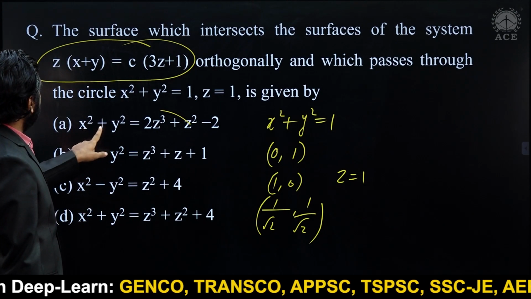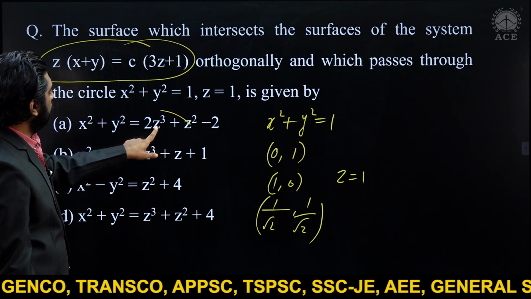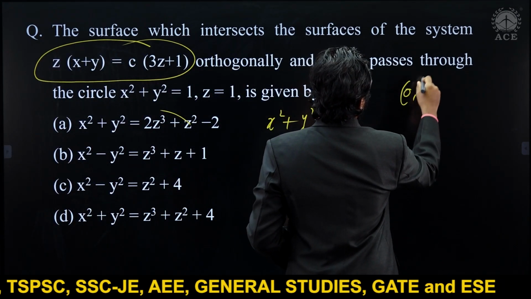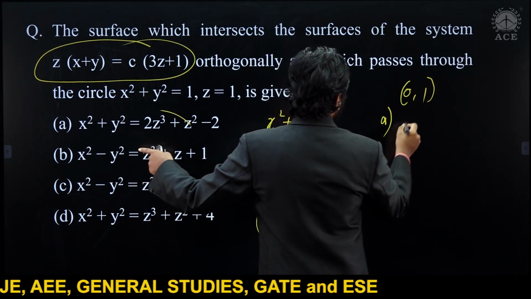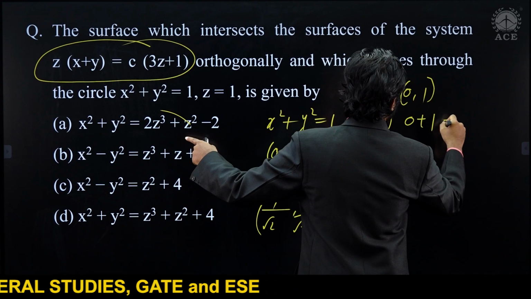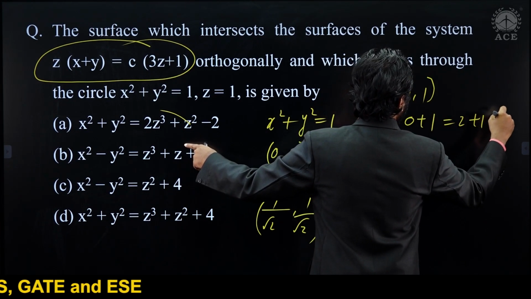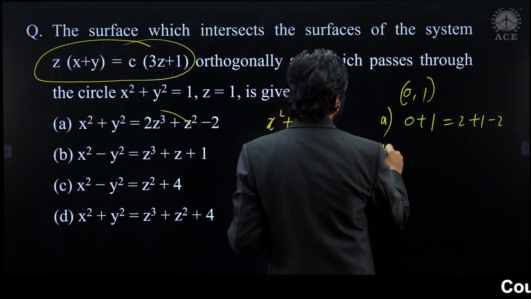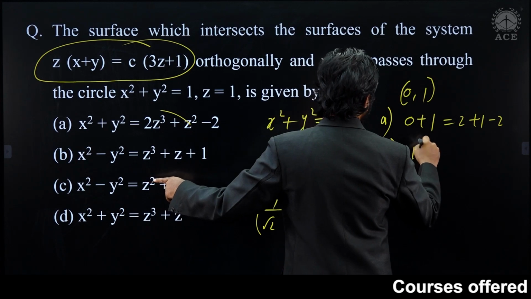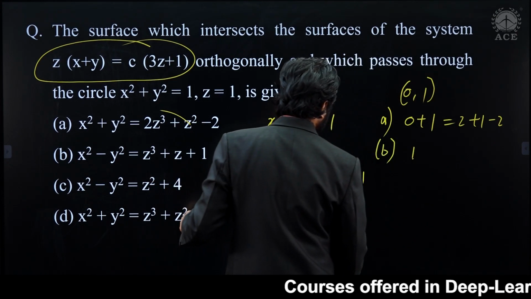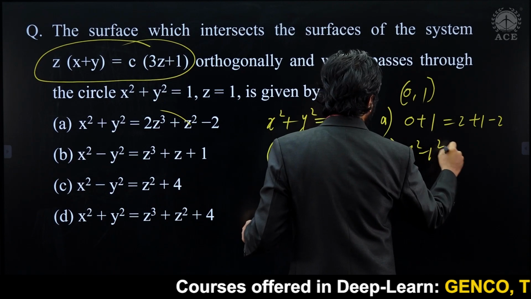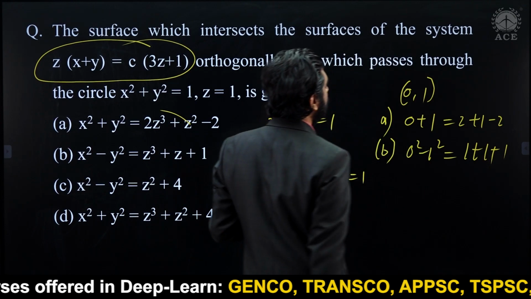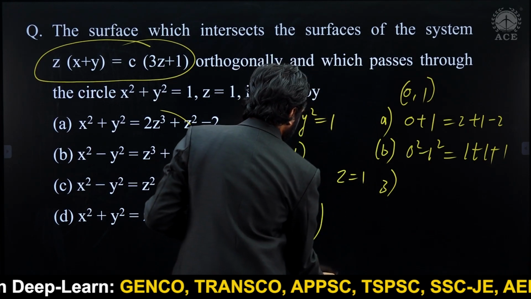So this is 0 plus 1 equal to 2 plus 1 minus 2. I'm verifying at 0, 1 with option A. So it's 0 plus 1 equal to 2 plus 1 minus 2. Is LHS equal to RHS? Yes. Let's look at B. B is like 0 square minus 1 square equal to 1 plus 1 plus 1. Clearly LHS is not equal to RHS. You can eliminate B. Let's look at C.